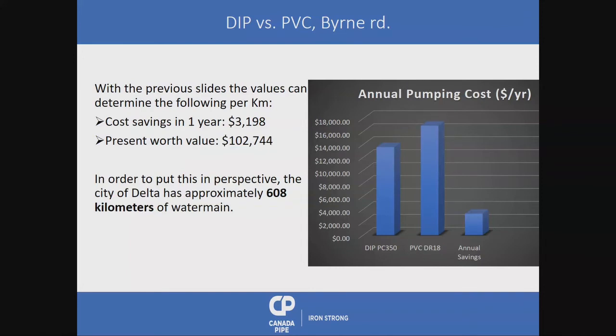Cost of savings per year, present value. Remember that they have 608 kilometers of water main. We're talking about 1,000 meters, we're talking about 1 kilometer. So what does that mean when we're adding it up?